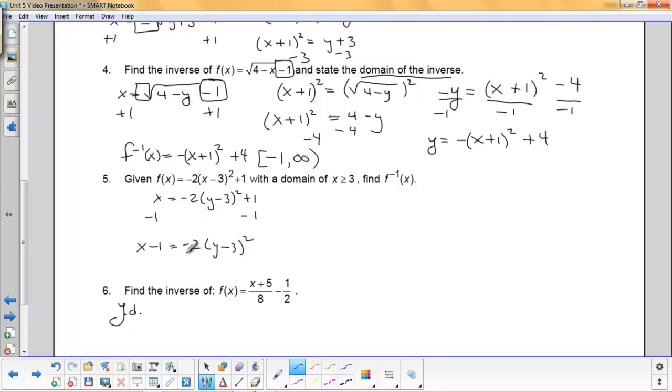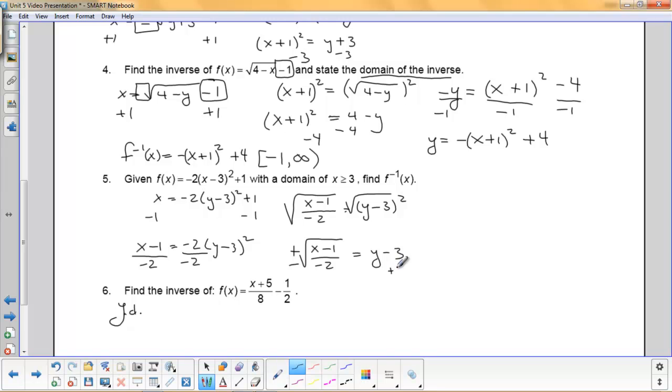Now don't get too quick on this exponent. We still have this number here, so we got to divide it out to the other side. And that's going to give me (x minus 1) divided by -2 equals (y minus 3) quantity squared. Square rooting both sides here, and I get plus or minus the square root of (x minus 1) divided by -2 equals y minus 3. I'm going to add that to the other side of the equation. So that's going to give me plus 3. Y equals plus or minus the square root of (x minus 1) divided by -2, plus 3.